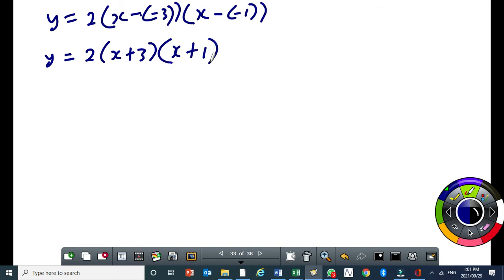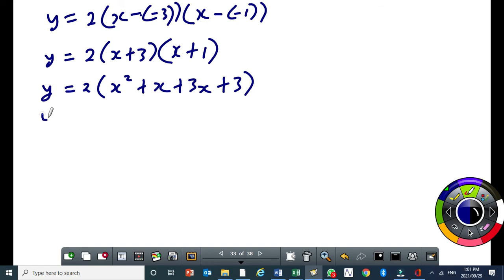You did this in grade 10. It's part of grade 10 as well, what I'm doing now. So this will be y equal to 2 times x squared, x times x, that's x squared, x times 1, that will give me x, 3 times x, that will give me 3x, 3 times 1, that will give me 3. So we end up getting y equal to 2 times x squared plus 4x plus 3.